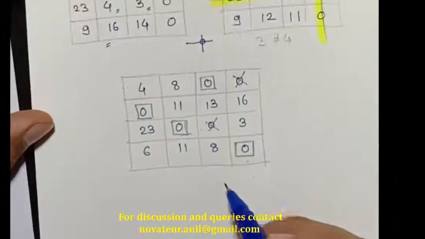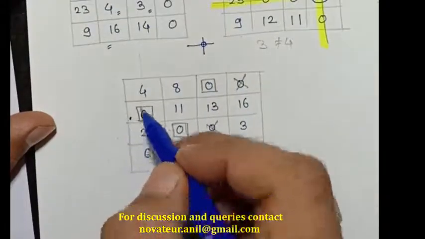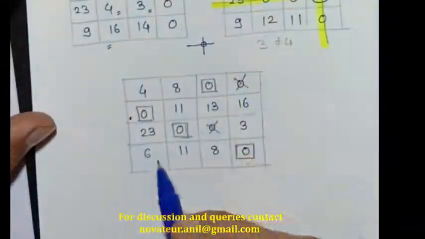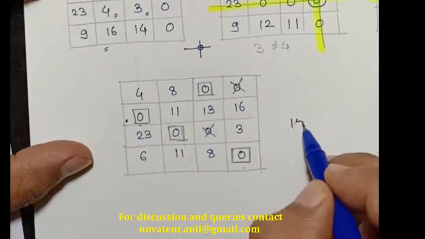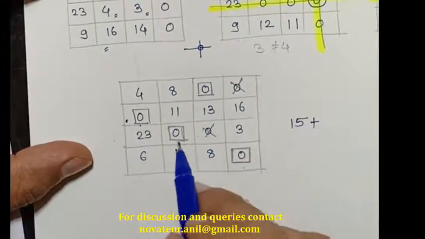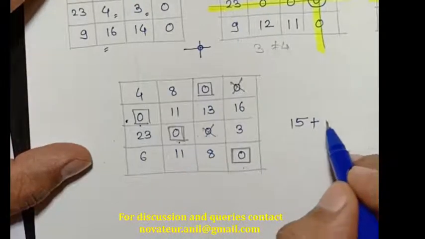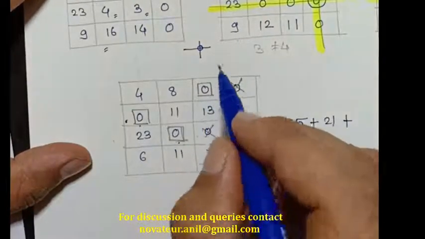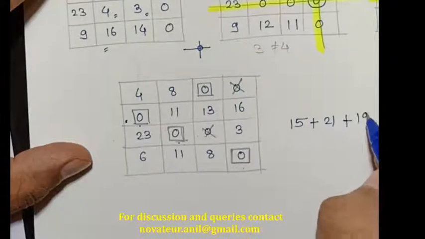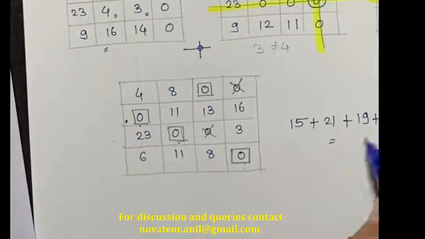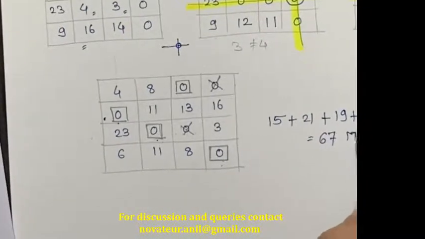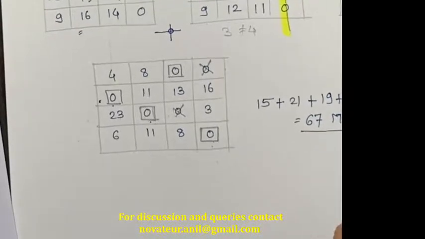So I'll see these positions in the original matrix. This is the original matrix. This zero is assigned with the value 15, plus this is assigned with the value 21, plus this is assigned with 19, and this is assigned with 12. If I sum these up, I'll get an answer of 67. So the minimum time that is required to complete this particular assignment is 67 minutes.